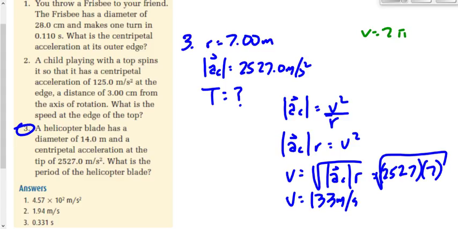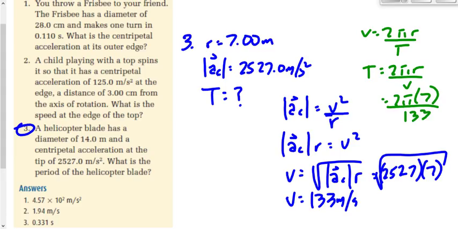We can say v is equal to 2 pi r over t and solve for t. T goes up by multiplying, v goes down by dividing. Basically, we just end up switching places. 2 times pi times 7 divided by 133 gives me the answer that's in the book, 0.331. 3 digits, of course, because this is 3, this is 5, but we round it to the least precise piece of data, which is 3. Does that make sense? How many people were able to get that question? Okay, good.